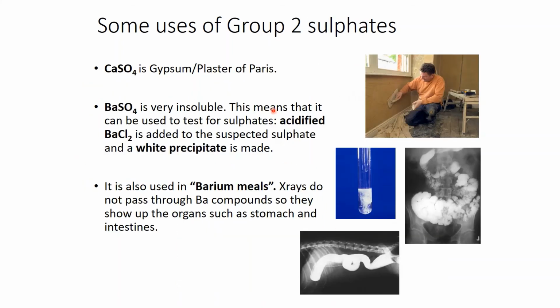You need to know uses of group 2 sulfates as well, which is why you need to understand their solubility. Calcium sulfate is an immensely important material which is used in the production of something called gypsum, which is otherwise known as plaster of Paris. So it's used all over the world in wall coverings, in what the Americans would call drywall, or what we call plasterboard.